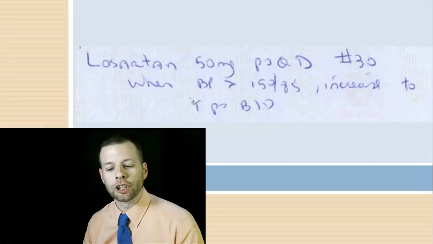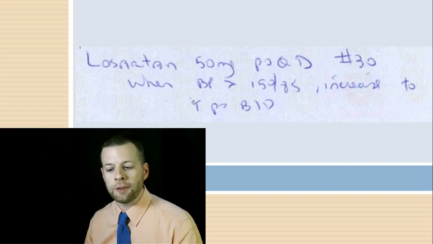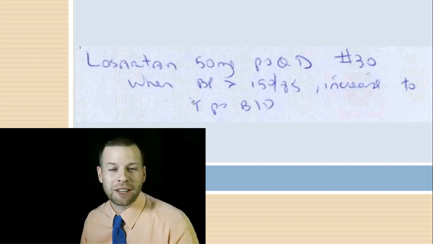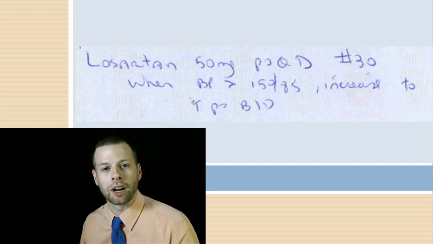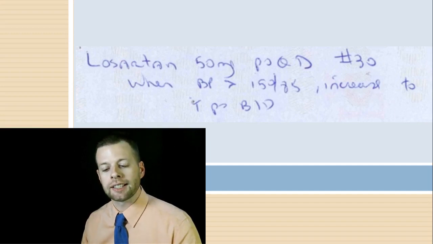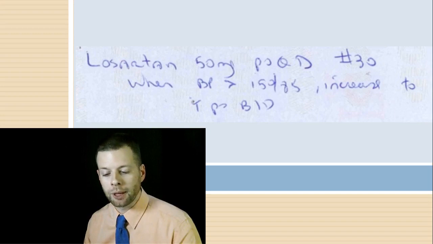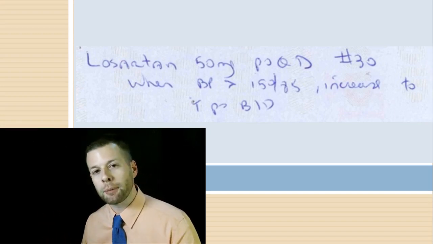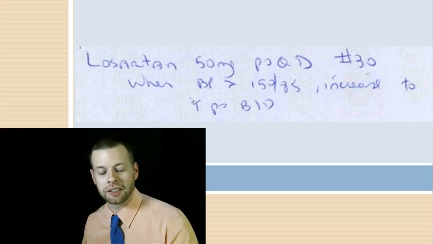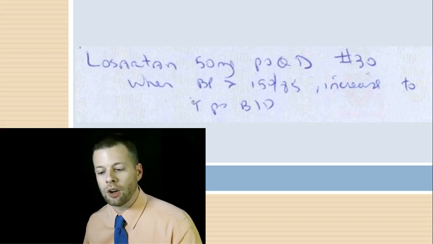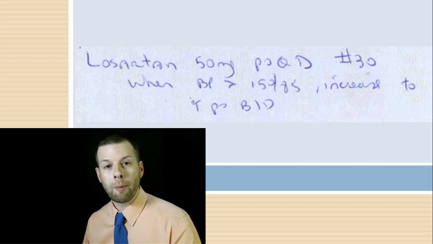Here's a real good one, losartan. Losartan 50 milligrams, PO QD. Now they didn't write Q daily like I like them to. Doesn't matter. It's their prerogative. It's up to them. But notice this. It says when BP. BP means blood pressure. And it says a little sign looks like the little alligator. You can remember that from math, meaning greater than. Okay. BP is greater than 150/85. Increase to 1 PO BID.